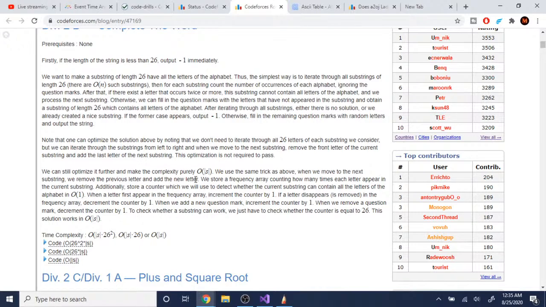We could optimize the solution by noting that we don't need to iterate letters of each substring we consider, but we iterate through the substrings from left to right. When we move to the next substring, remove the front of the left string and add the last letter of the next substring. This optimization is not required to pass. We could optimize it further by making the complexity pure O of S, if we use the same trick above. We store a frequency array counting how many times each letter appears in the current substring. Additionally, store a counter to detect whether the current substring can contain all the letters of the alphabet in O of 1. When a letter first appears in the frequency array, increment the counter by 1. If a letter disappears, decrement the counter by 1. When we add a new question mark, we increment the counter by 1. When we remove a question mark, we decrement the counter by 1.